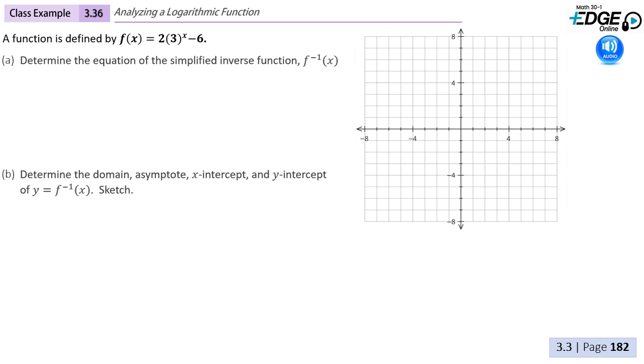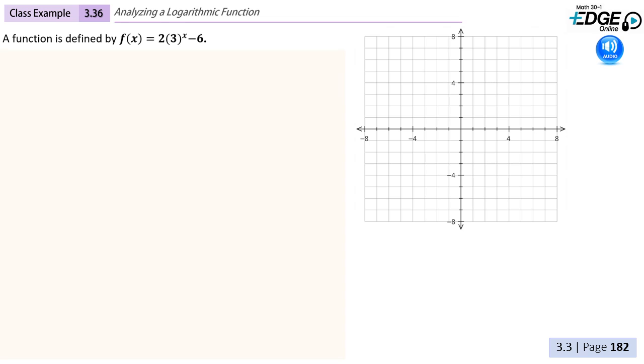Class example 3.36 offers us a function, f of x, and asks us to determine the equation of its simplified inverse function. Then we need to determine the properties of this function and sketch it. Let's start by first sketching the graph of f of x, which is an exponential function.